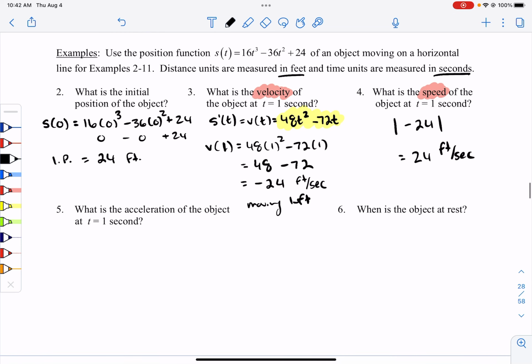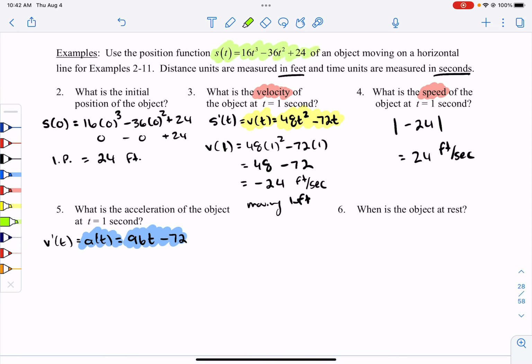Okay, number 5, what is the acceleration of the object at time equals 1 second? Okay, to find acceleration, I have to take the derivative of my velocity. So, my velocity function, it's highlighted up there in yellow. So the derivative is going to be, I drop the 2, that becomes 96t. The 72t becomes negative 72. So 96t minus 72. This one is my acceleration function. My velocity function's up there. Where was my position function? There we go. Let's keep track of these.